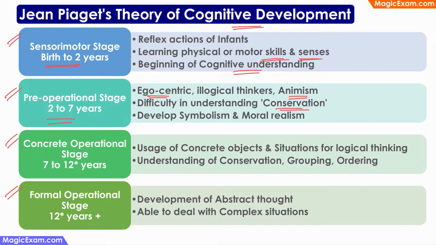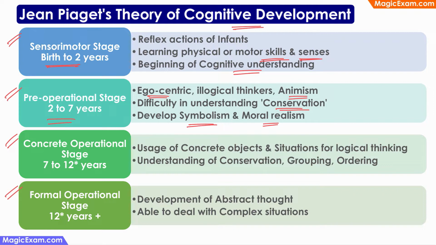And then they also develop symbolism. That is, now they can use language and words to represent things and objects and people. And they also develop a sense of moral realism. That is, at this stage, they know that there is something called right, something called wrong, right? Because in the previous stage, they will do anything. Whereas here, they know that there are a few things that they should not do.